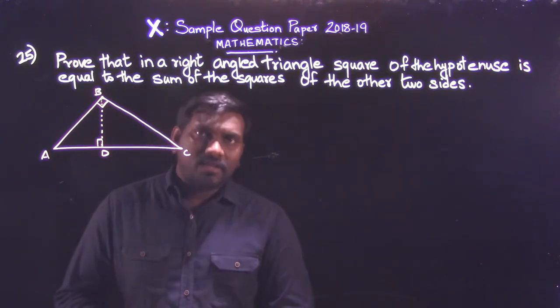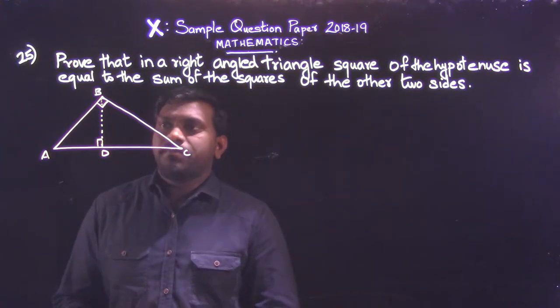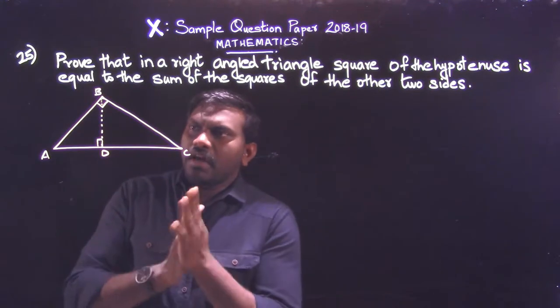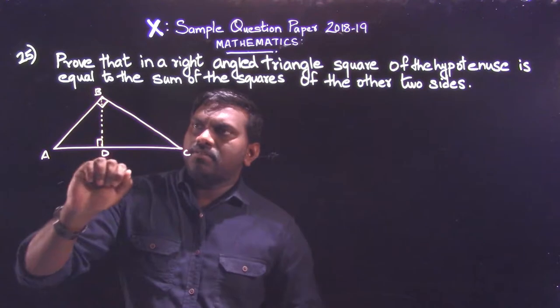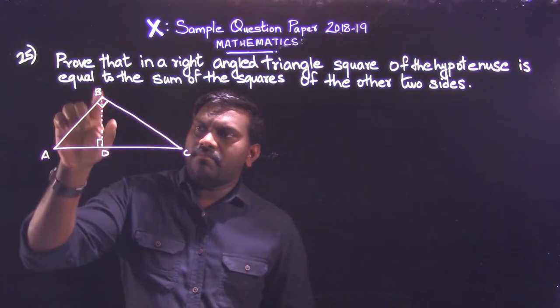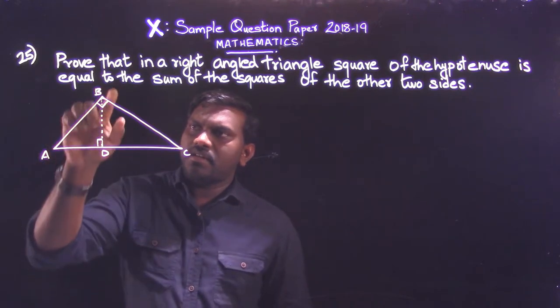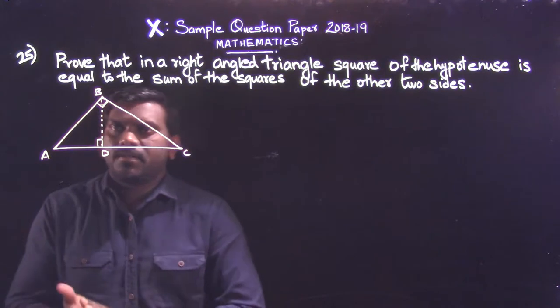If you look, there are three triangles over here. One is ABC, the other triangle is ABD, and the third triangle is BDC. This is a triangle, this is a triangle, and the complete thing is a triangle. So you have three triangles here, clear?